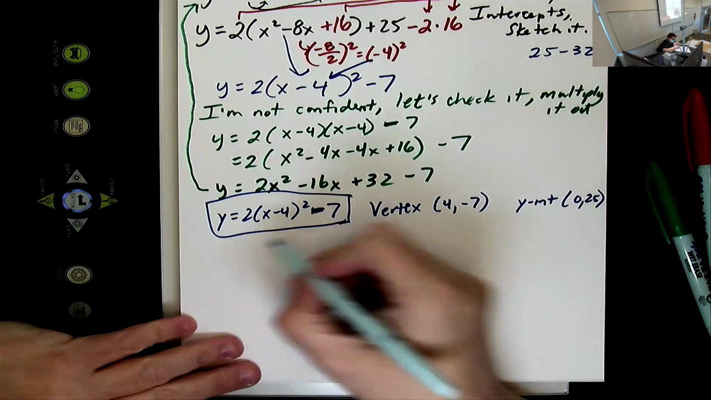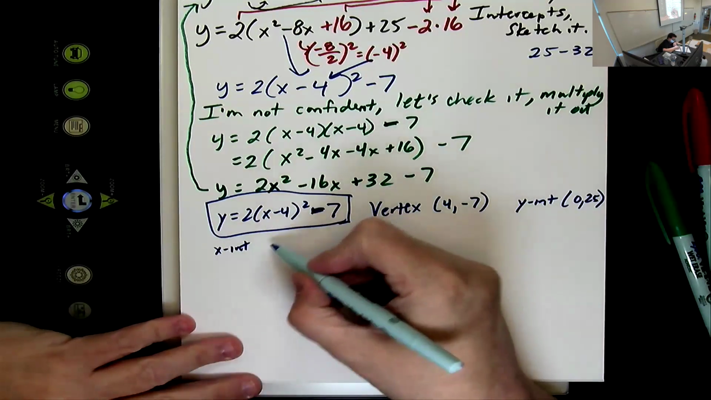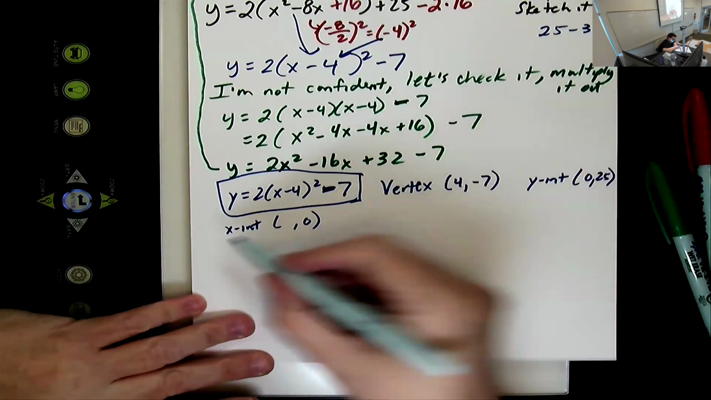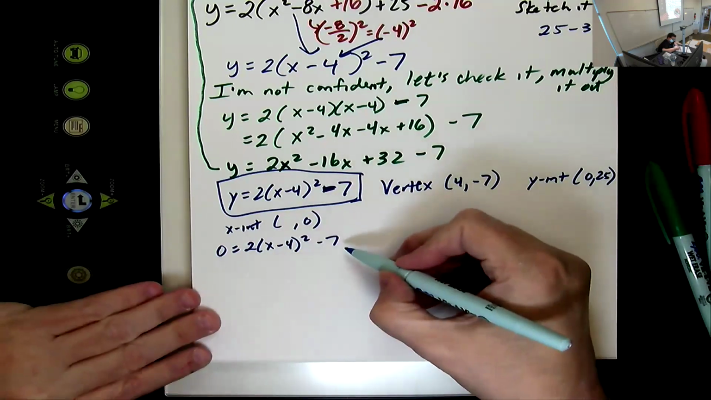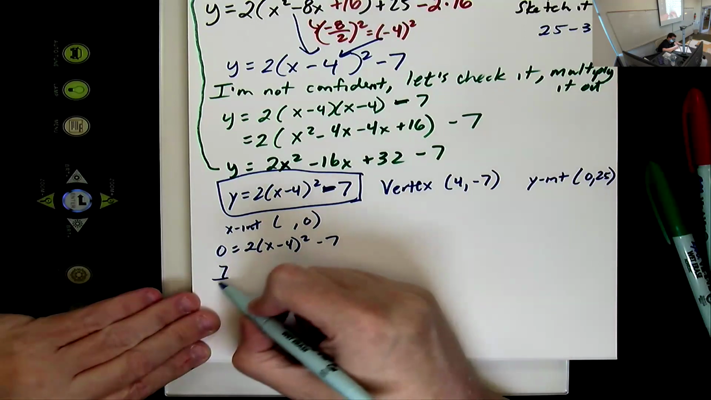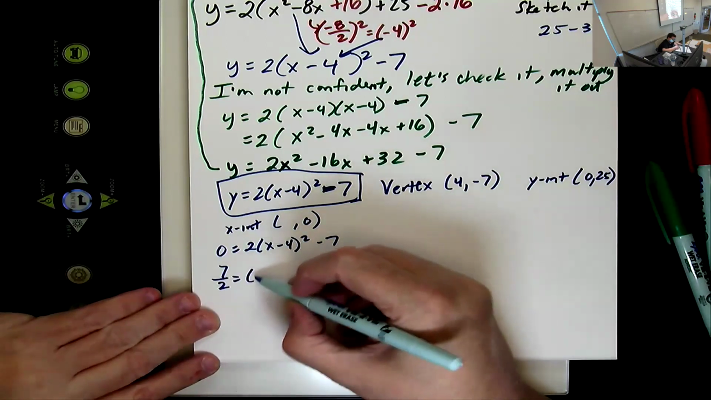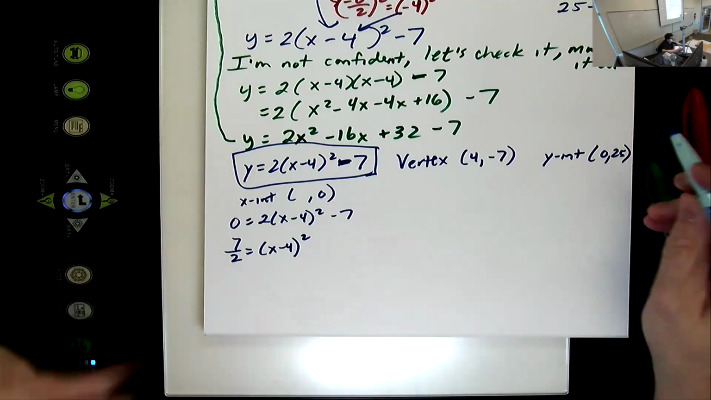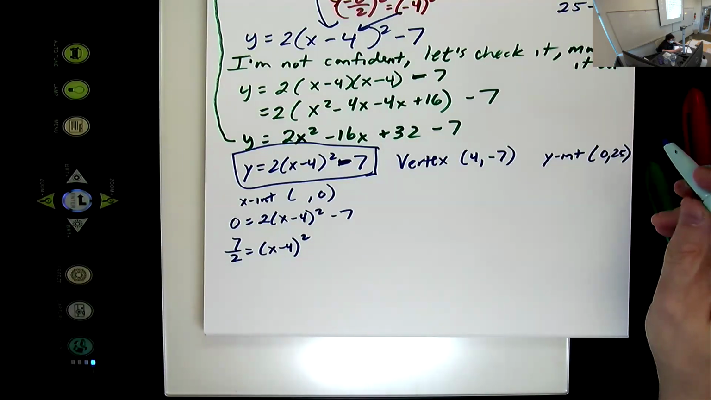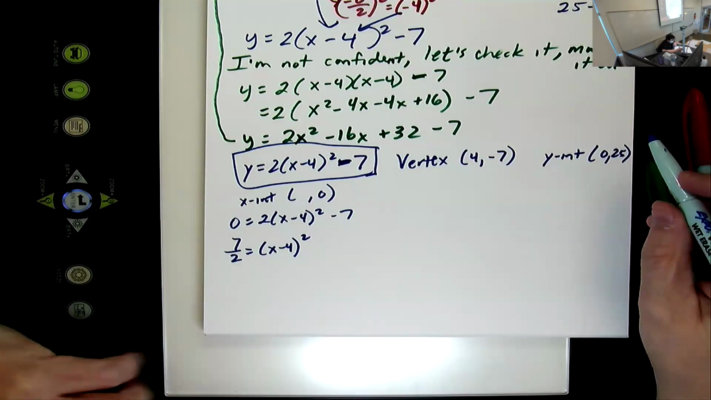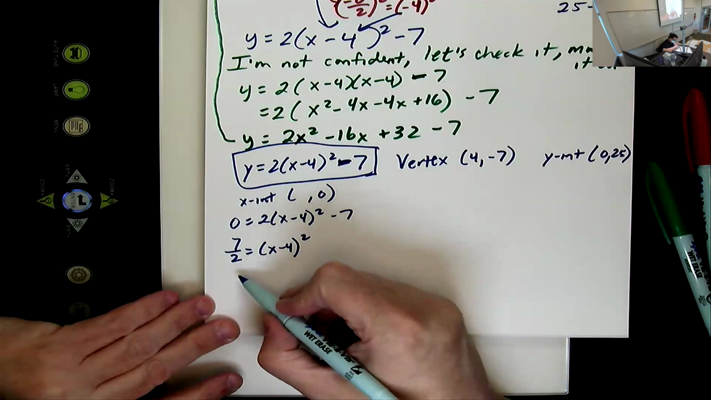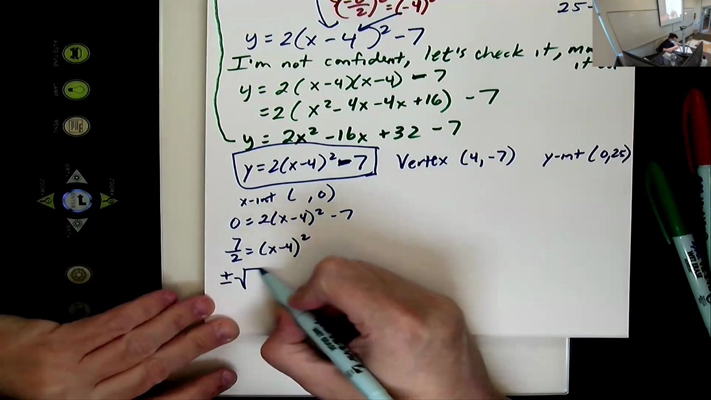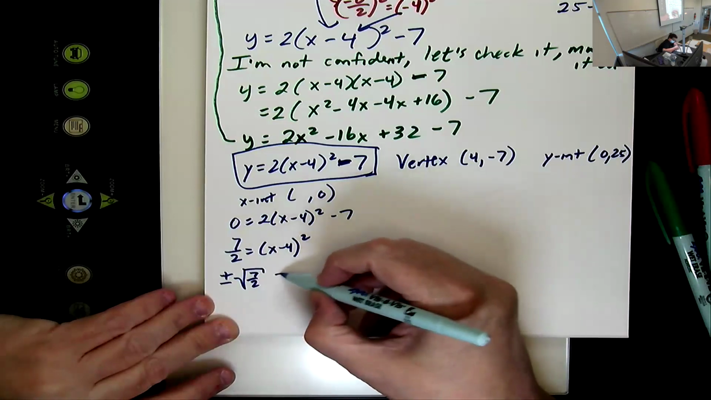X-intercept's gonna be a little bit more challenging. That's when y equals 0. We're gonna do the whole solving this thing. So I added 7 and I divided by 2 on both sides, and I get that. And pick the square root. And I get plus or minus square root of 7/2 equals x minus 4.